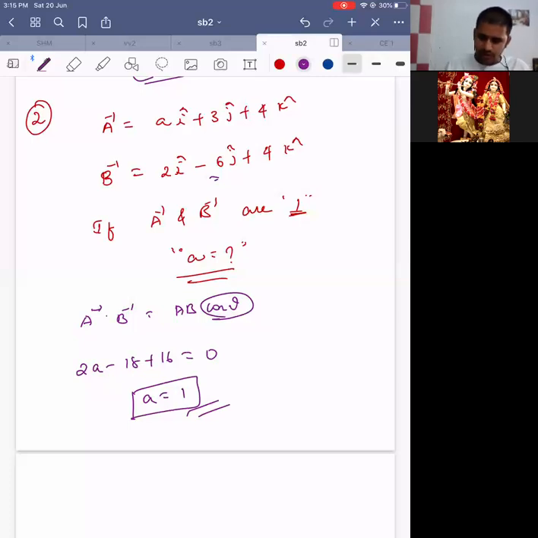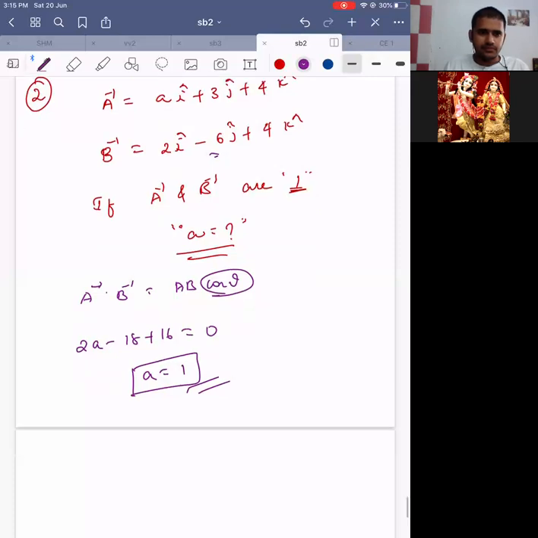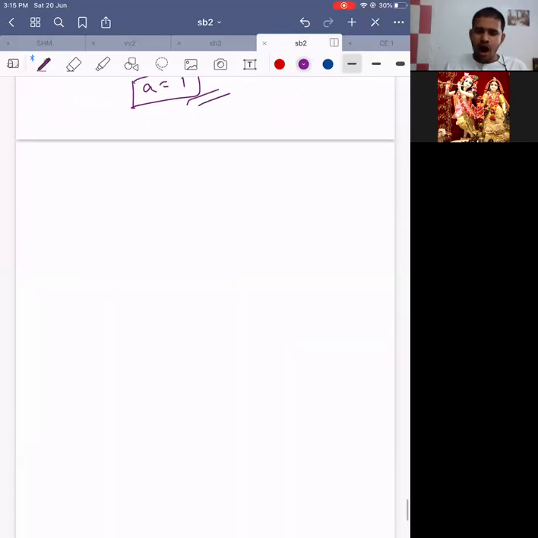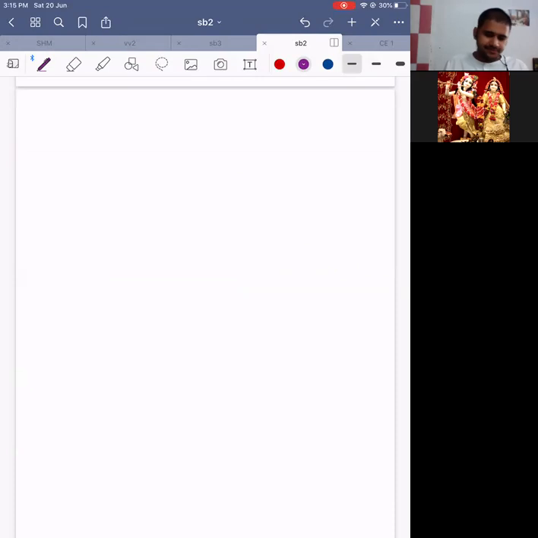a is equal to 1. One more question I want to ask. Certain questions from the vectors. Shall I ask from the vectors?